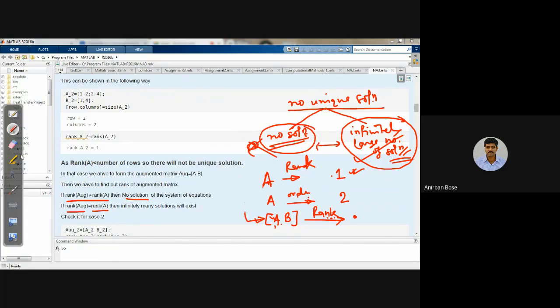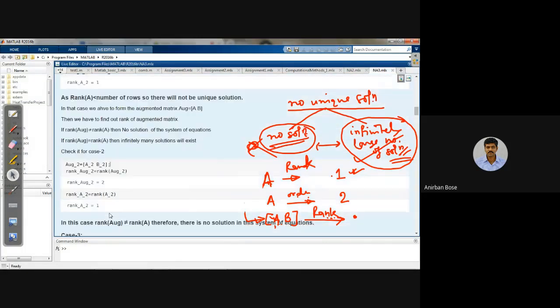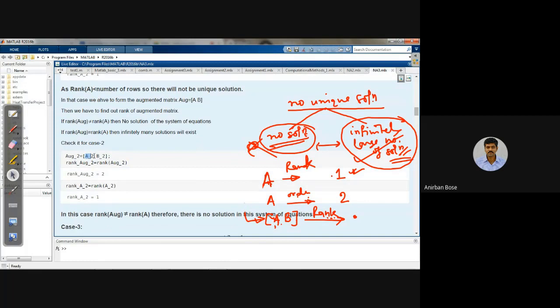So for this particular example, now let us see what the rank of the augmented matrix comes to. Simply in MATLAB, you create the augmented matrix. We have already created A2 and B2. How to create the augmented matrix? Augmented2 is equal to [A2 B2]. That will automatically create the augmented matrix.